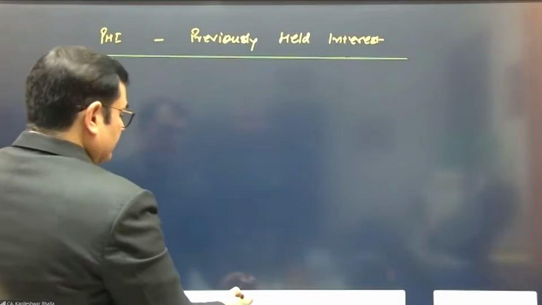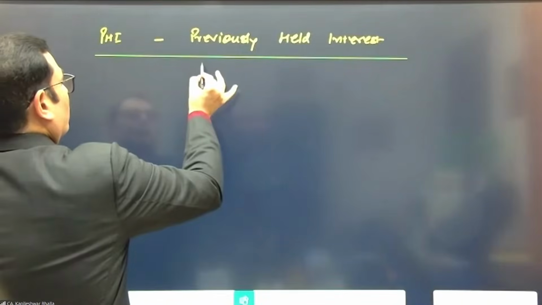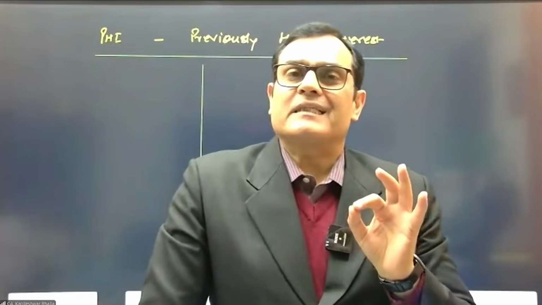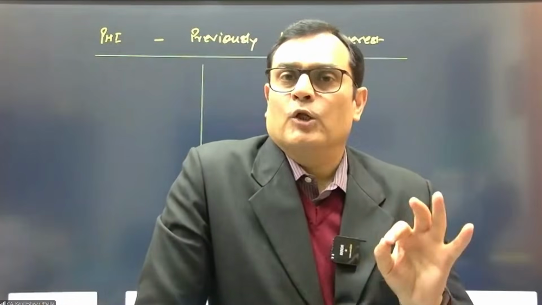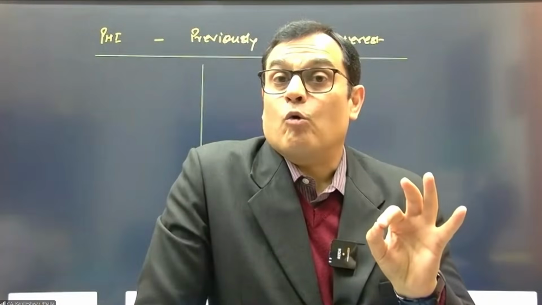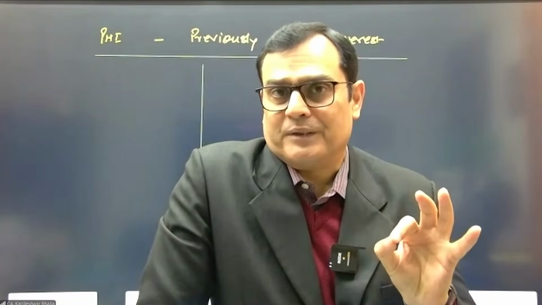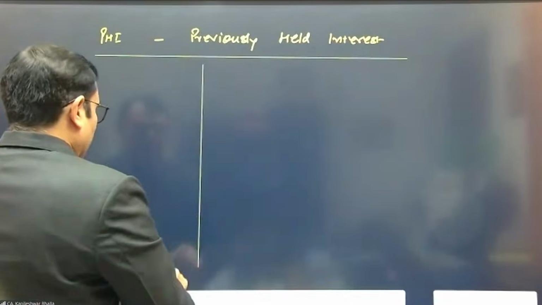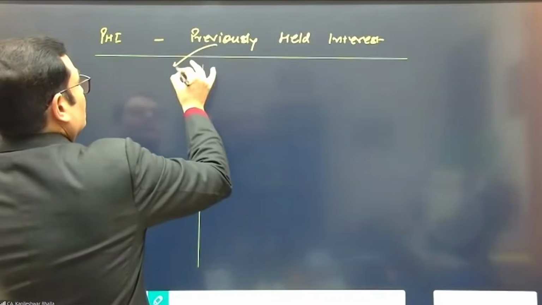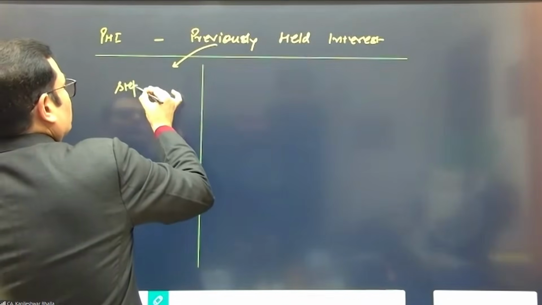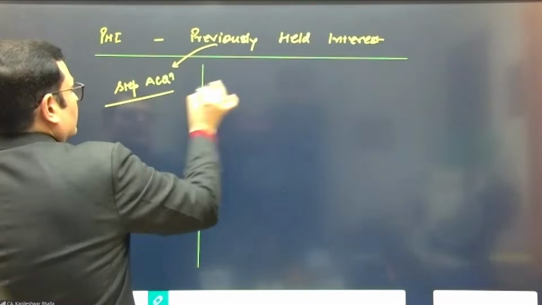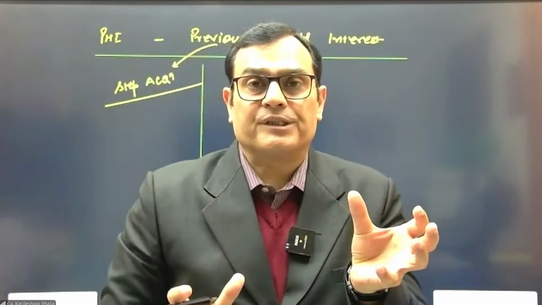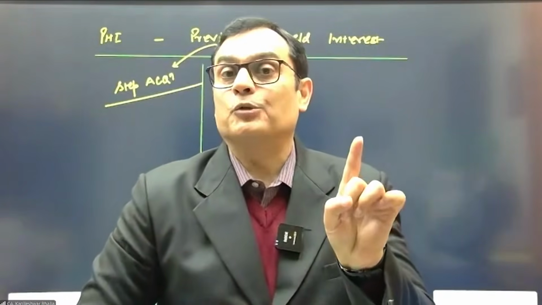Okay, now let's come to the concept of a PHI. Now watch this carefully. When I say previously held interest, we're looking at control being acquired in stages. Please mind the words I'm saying. When I say a PHI, it means that you have acquired the stake in stages. This is also called step acquisition, because you acquired the shares in stages. You acquired some shares, then acquired more shares, and then you got control.